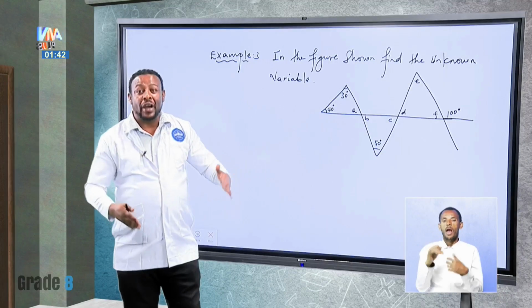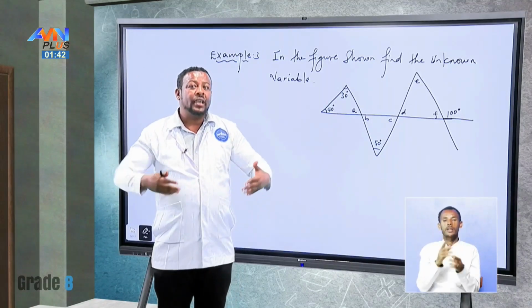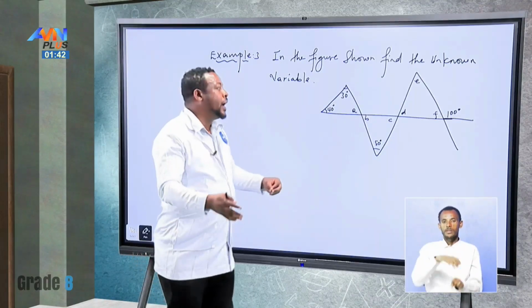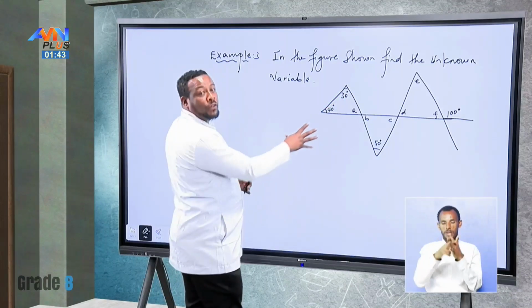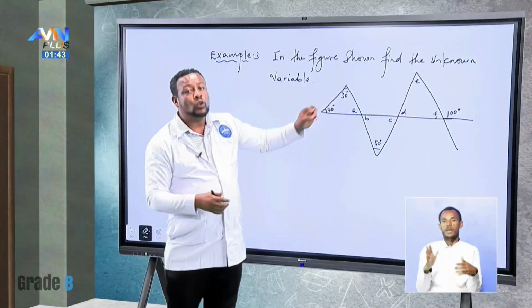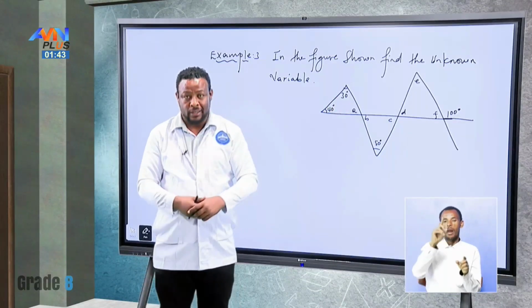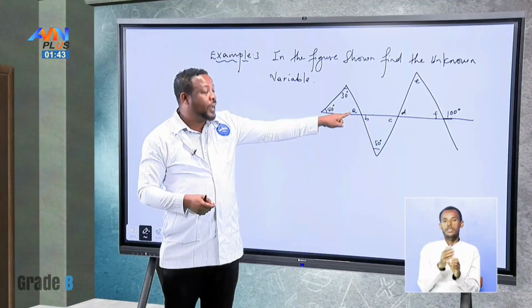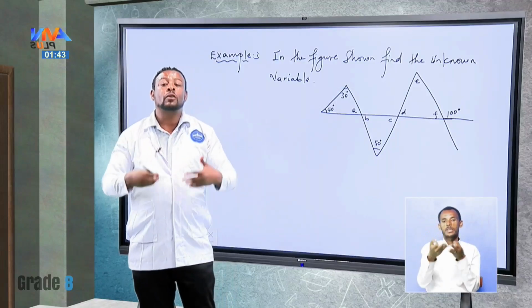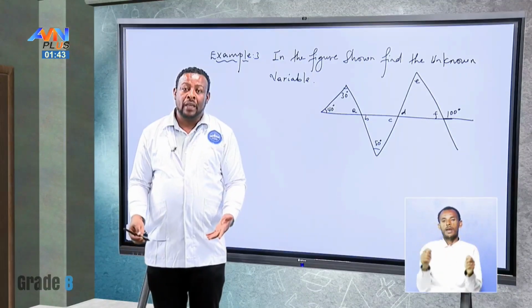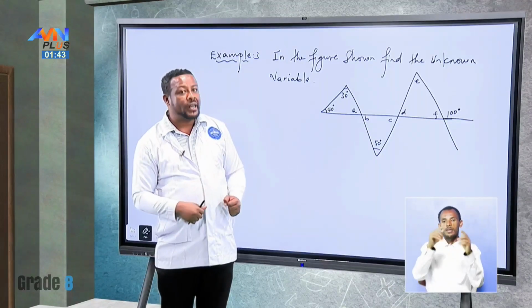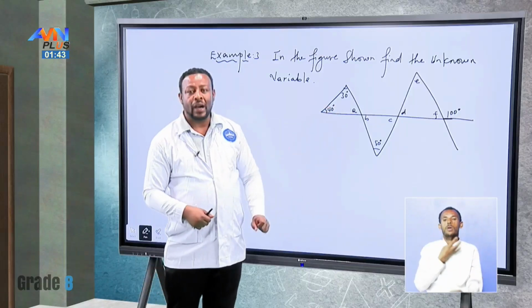Well, I hope you tried your own answer. Let's see how we can calculate these unknown variables, right? It's good to start from this part of the figure, because on the left side we have two known angles and one unknown angle. To calculate the value of A, we need to apply the first theorem, which deals with the sum of the interior angles of a triangle. You need to keep in mind that the sum of the interior angles of a triangle is 180 degrees, so that we can calculate the value of A.